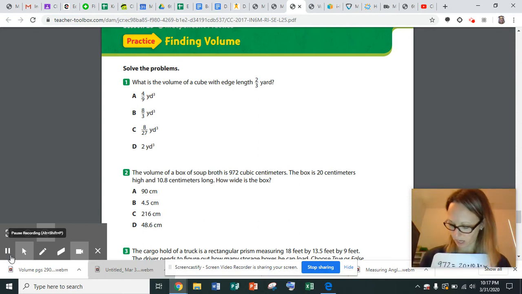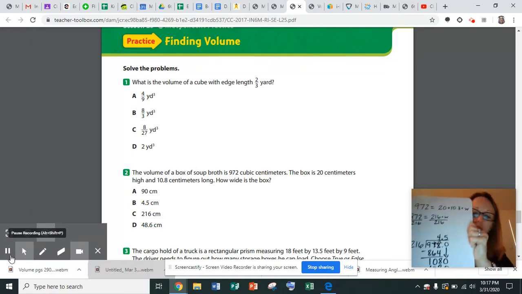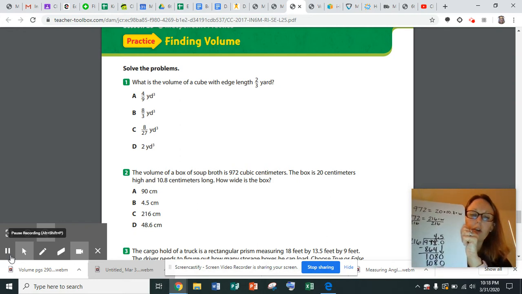Then you have to divide both sides by 216. And then I did the division down here, and I figured out that 216 can go into 972 4 times, and then it would be 4 5/10 centimeters. So it would be letter B.